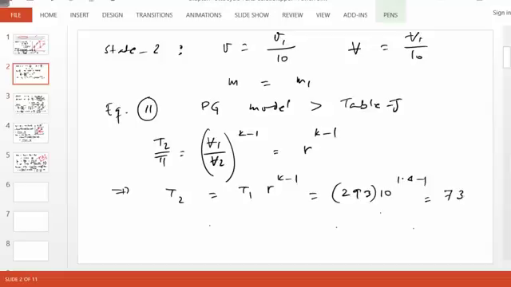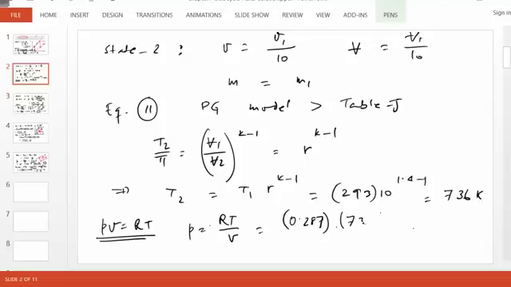we obtain T2 to be 736 Kelvin. The pressure we can now evaluate, because again PV equals RT, the ideal gas equation applied to state 2, tells us that P must equal RT over V. R is 0.287 for air. Temperature we just found, and we divide by the specific volume, which is, oh sorry, 0.084 because it's V1 over 10. Therefore the pressure becomes a very huge number, 2515 kPa.